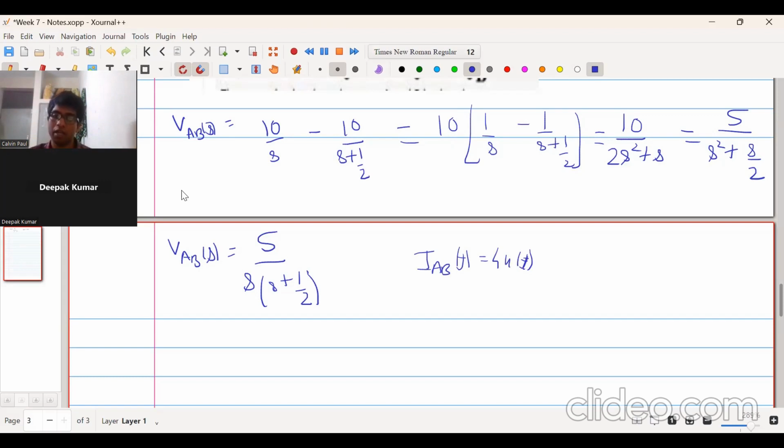Okay. So IAB of s is equal to 4 upon s. Alright.